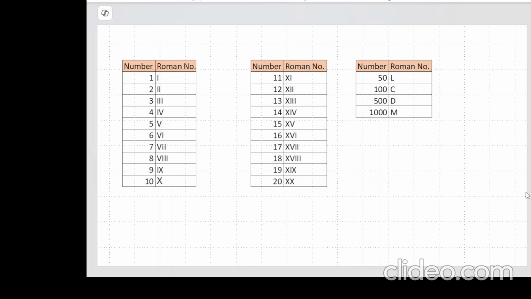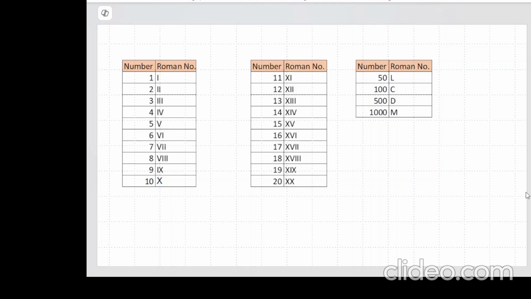6 we will be writing it as V plus I. 7 we will be writing it as V plus I I. 8 we will be writing it as V I I I. 9 we will be writing it as I X. 10 we will be writing it as X.